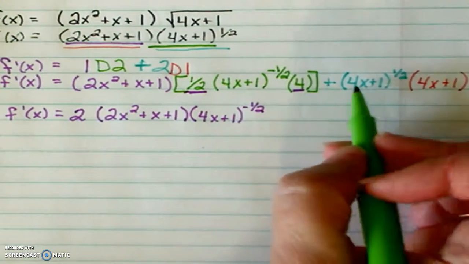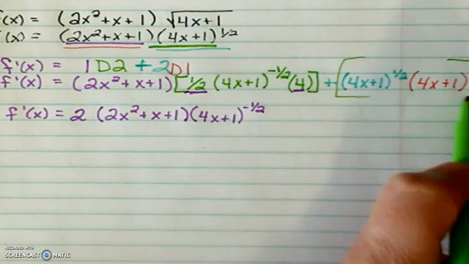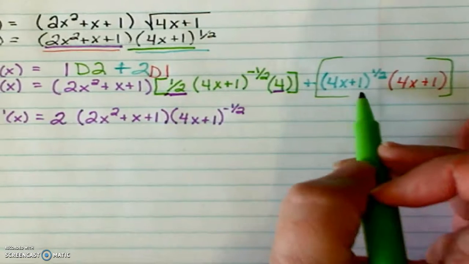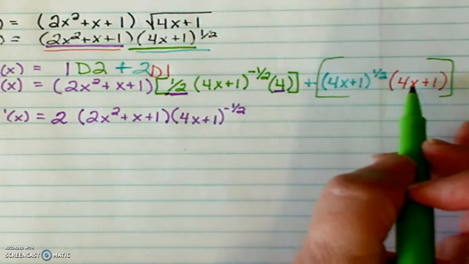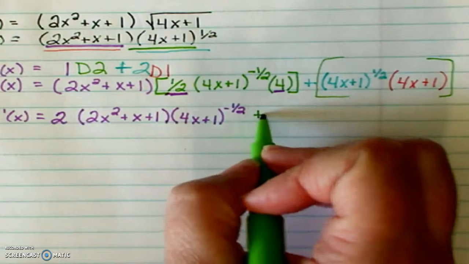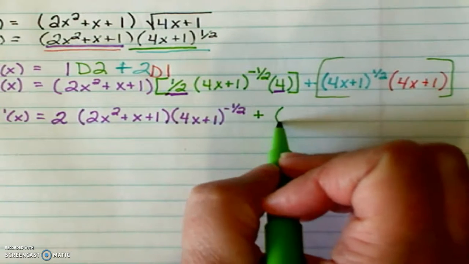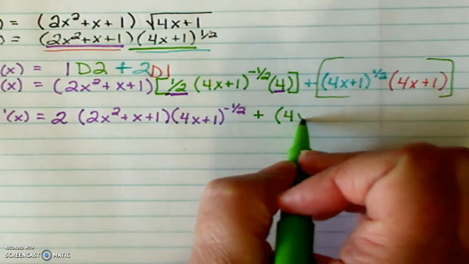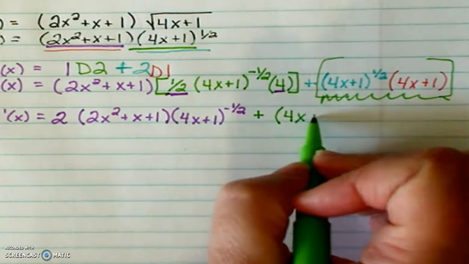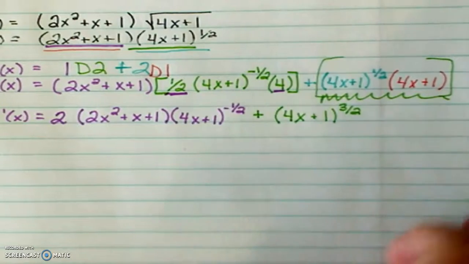Now the second part that I am going to have, I really can't do too much with this except to realize that these are like bases. So when they are like bases, what we are going to do is add the exponents. So if I add those exponents, all of this second term becomes the quantity 4x plus 1 raised to the 3/2 power.